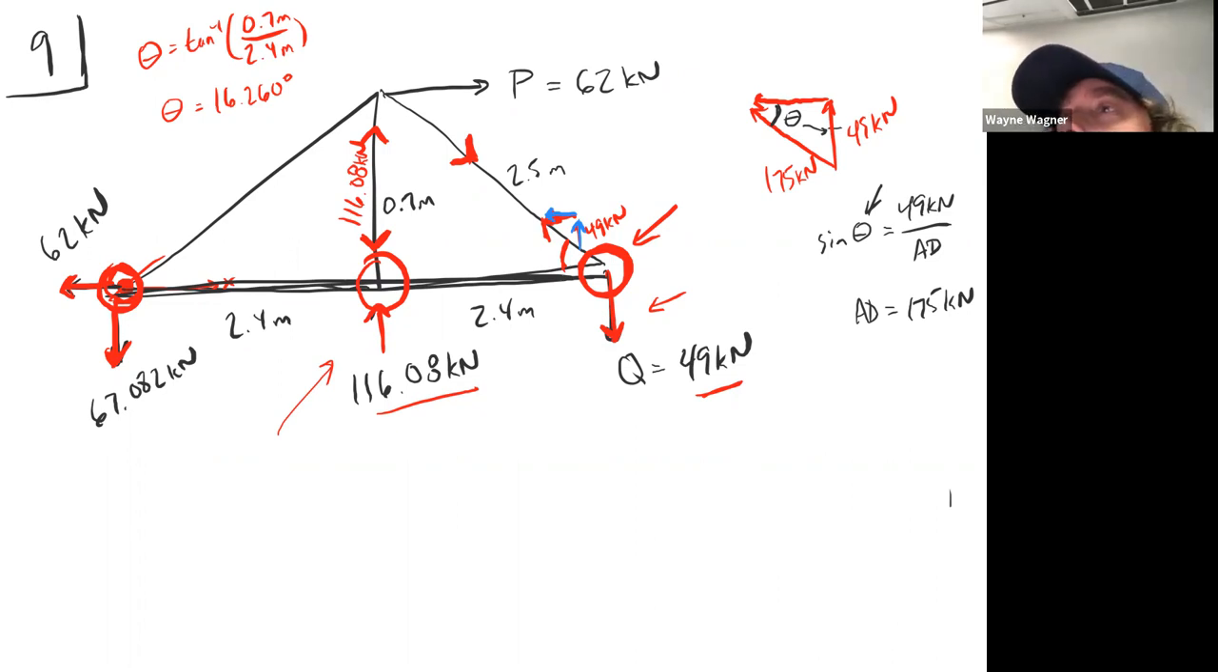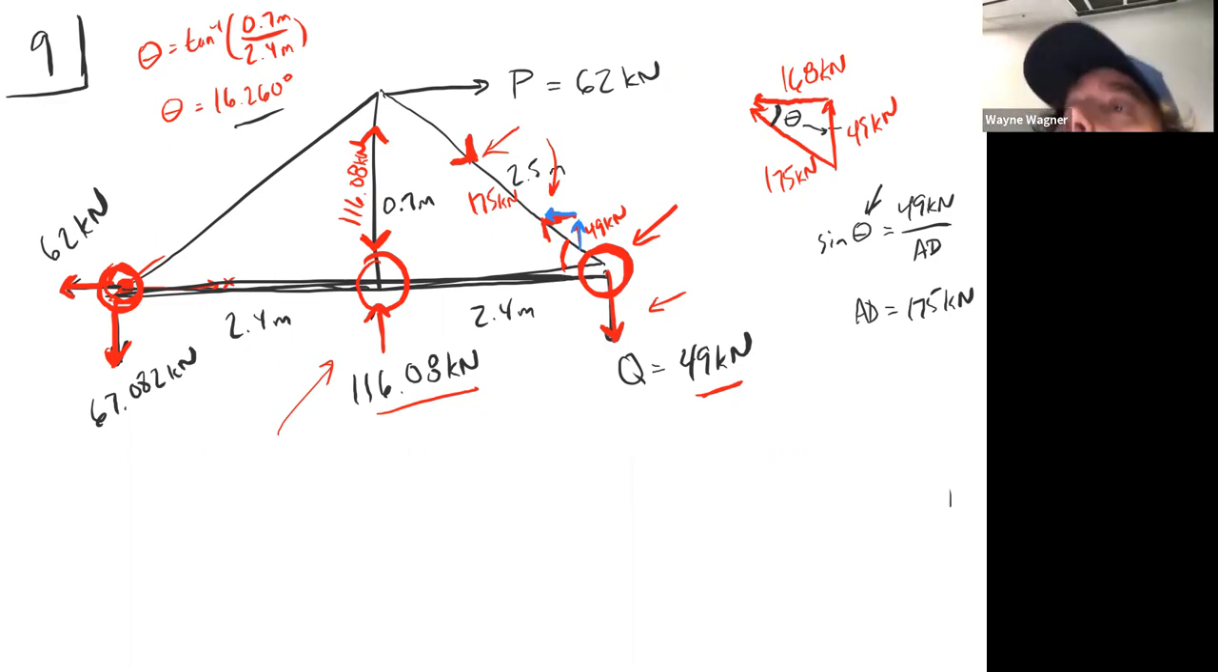So this is going to be 175 times the cosine of that angle. Again, I'm just going to plug in 16.260. So 175 cosine 16.260 is going to give me 168 kilonewtons. We got a problem with nice, pretty numbers. So I can go up here and say this thing is 175 kilonewtons, and I know from my drawing that I've drawn it so that it's actually tension.